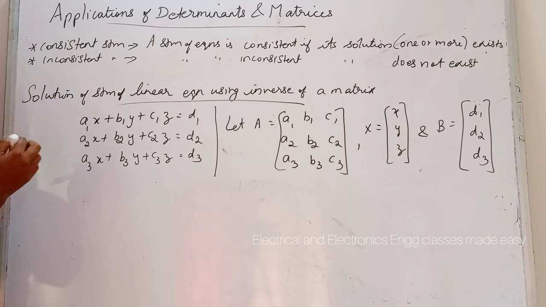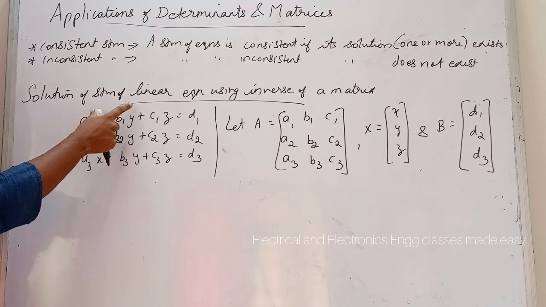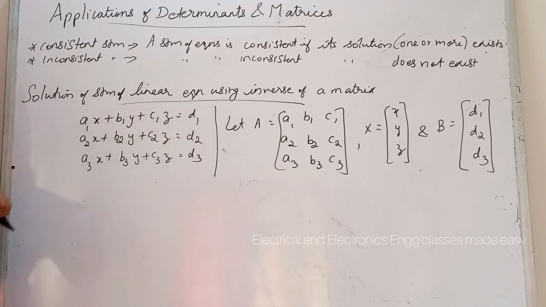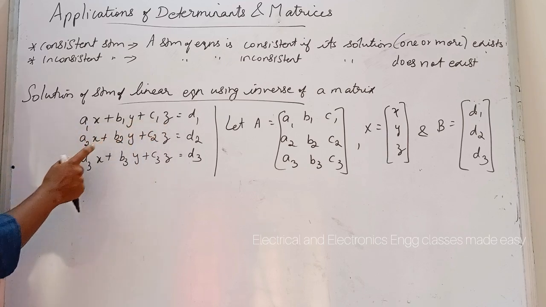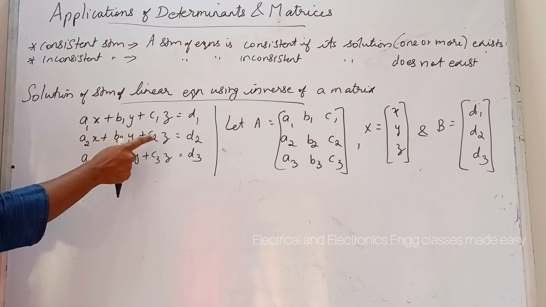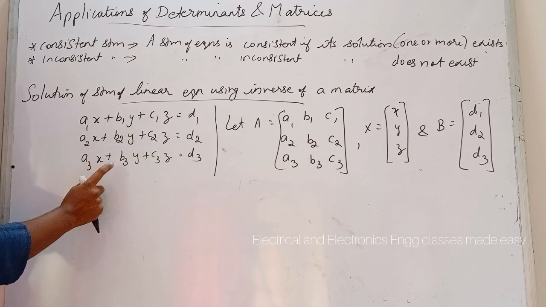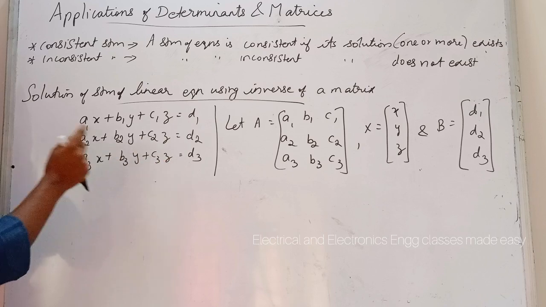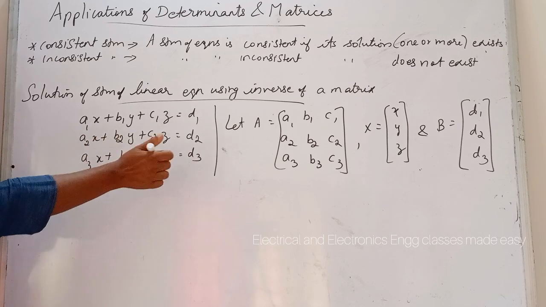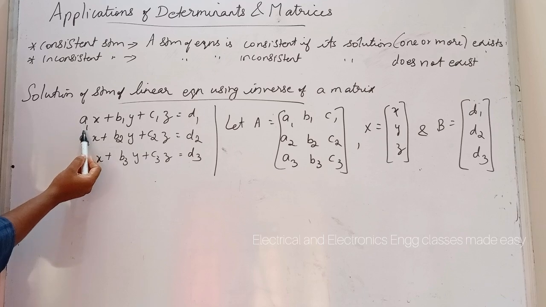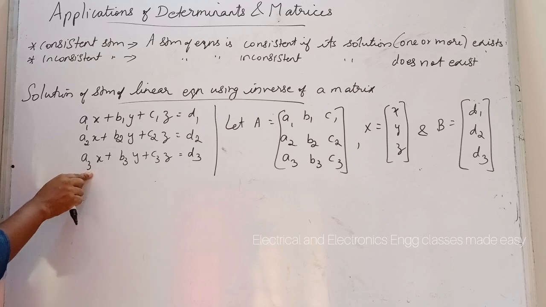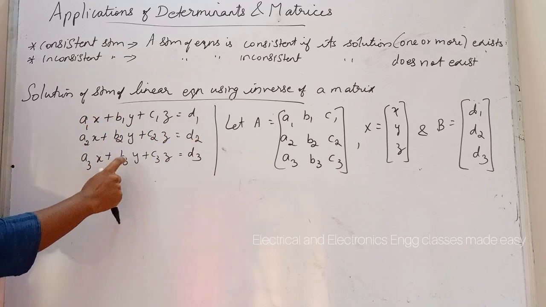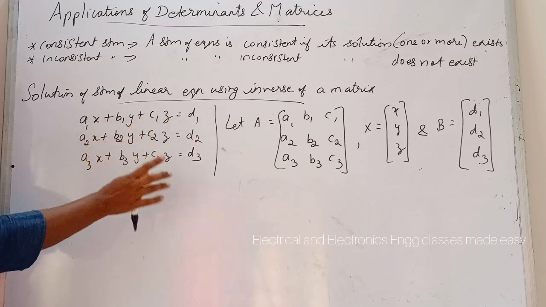Then let us study the solution of a system of linear equations using the inverse of a matrix. So consider the system of equations a1x + b1y + c1z = d1, a2x + b2y + c2z = d2, a3x + b3y + c3z = d3. And let A be the matrix [A1 B1 C1; A2 B2 C2; A3 B3 C3]. That is, A is the matrix of the coefficients of x, y and z.